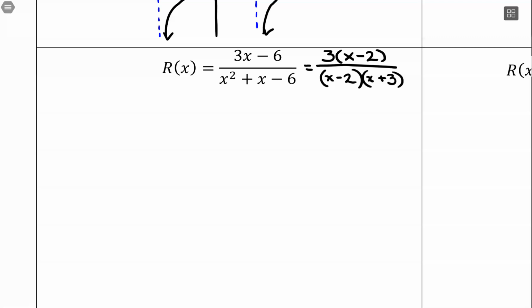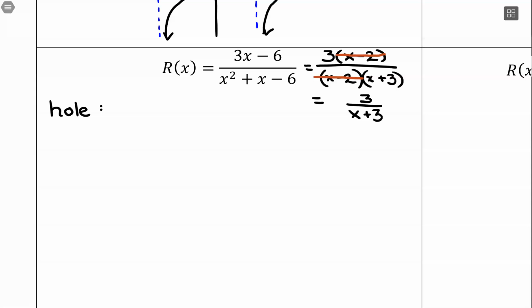Now what I have here is a common factor that I can divide out. So those x minus 2 values will cancel. I want to keep that in mind though, because that's important for finding the hole in the graph. So this is going to simplify to 3 over x plus 3. So that's my simplified form that we're going to work with here. So let's go ahead and start with the hole in the graph, since that's a new one for us.